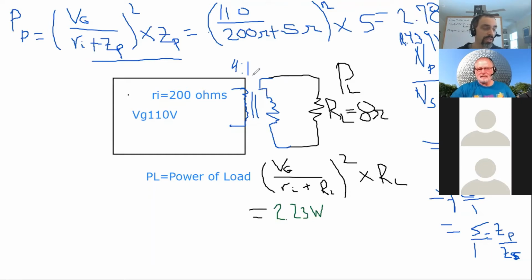So if we stuck a transformer in there with a load on it, and let's say this RI right here would be my ZP, and my ZS would be 8 ohms. That's how I came up with this guy right here. Okay, I see that now.